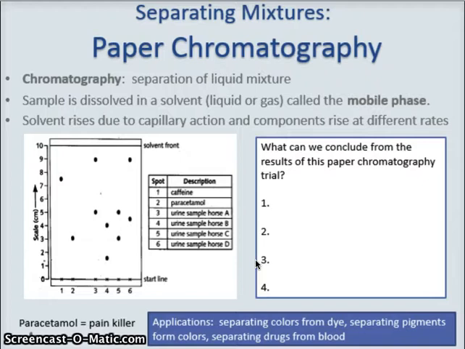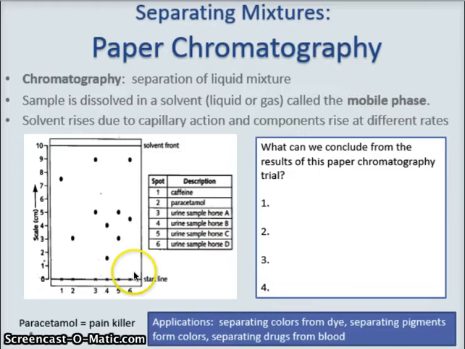It is used in forensics. You can find if blood or urine has drugs in it. You could also separate dyes to see what color the dyes came from. It's very common in ink too. You want to see how much ink there is. You want to see what the ink is made out of. So that is what paper chromatography is.